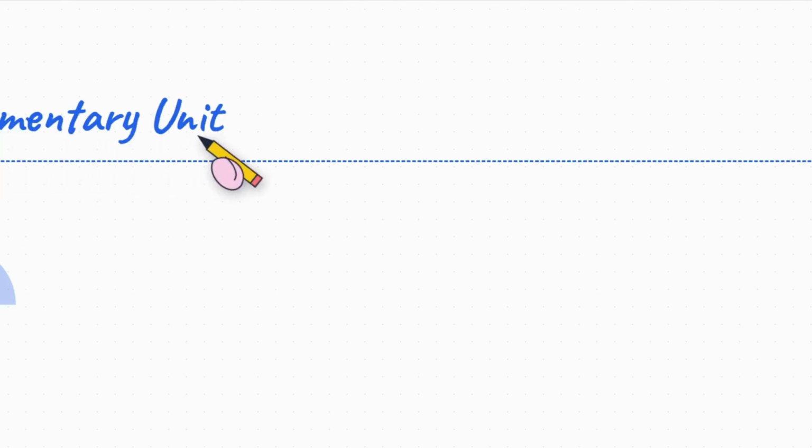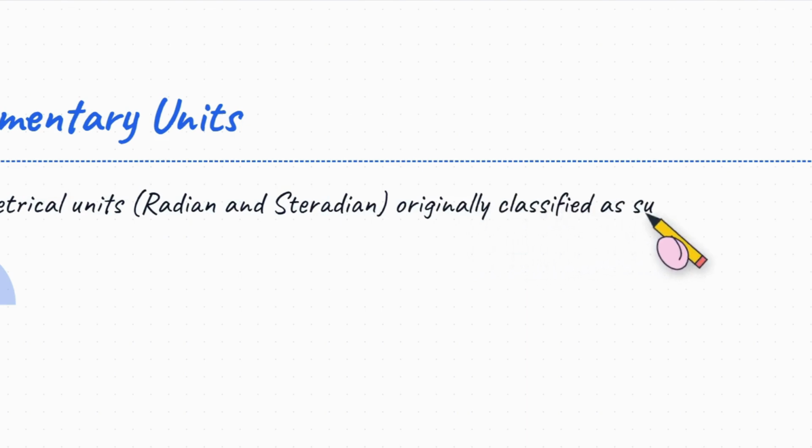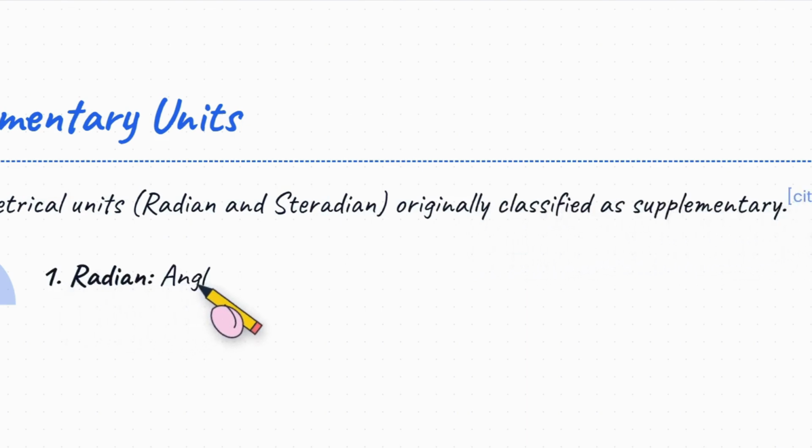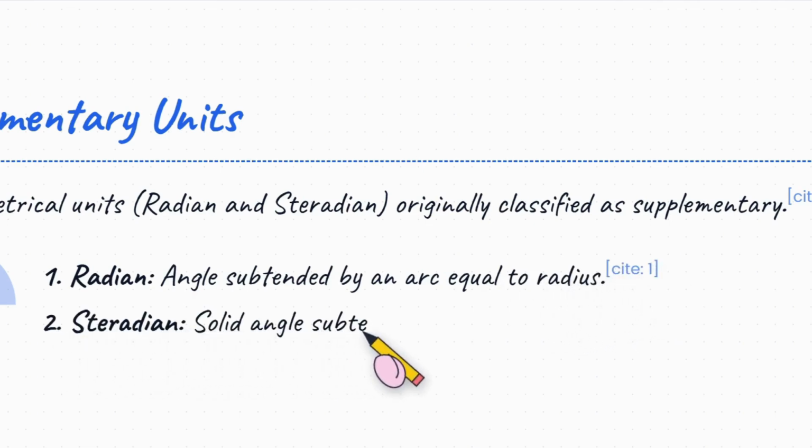Pure geometrical units include the radian and steradian. A radian is the angle subtended by an arc equal to the radius. A steradian is the solid angle subtended by an area equal to the radius squared.